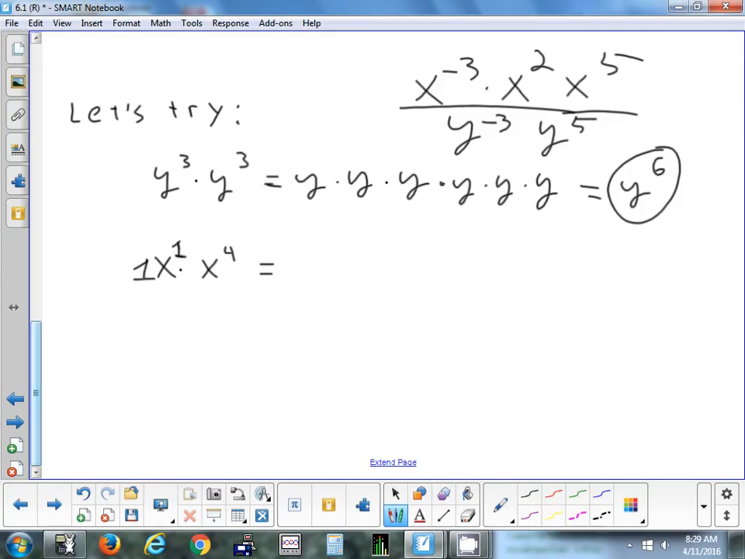So what do you think x to the first times x to the fourth is going to be? X to the fifth. Right? So we can't forget about that other 1 there. If you don't see an exponent written, you can always fill in a 1. That's important. Just like Victor said, you can put a 1 in front for your coefficient. You can also put a 1 as an exponent if it's not there.